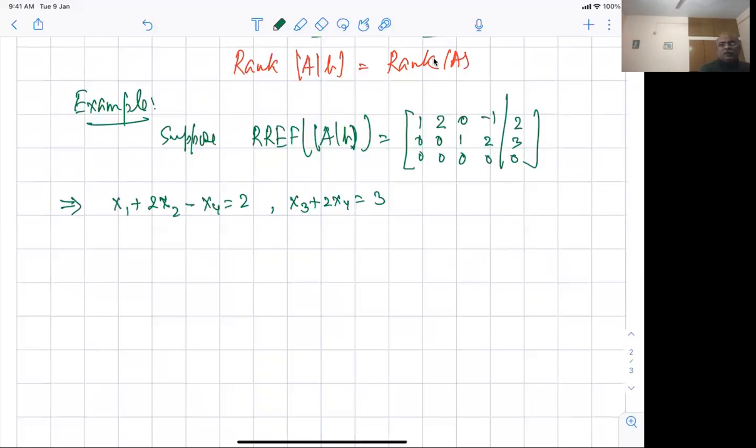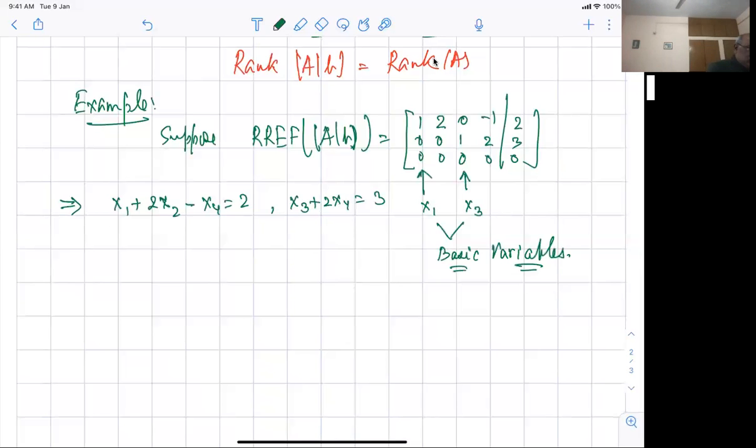Fine. So what we have is these two things which are the pivots. This is a pivot, this is a pivot. Fine. These are the two pivots that I have, pivotal columns. So this corresponds to the variable x1, this corresponds to the variable x3. So we call them basic variables. All right. This is very important. The variables corresponding to the pivotal columns are called basic variables.